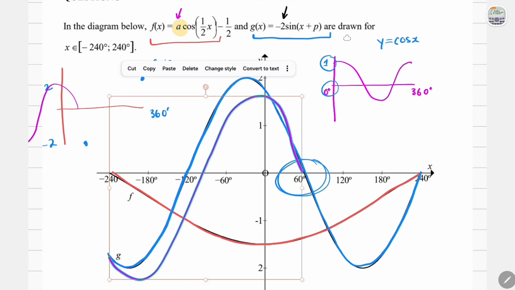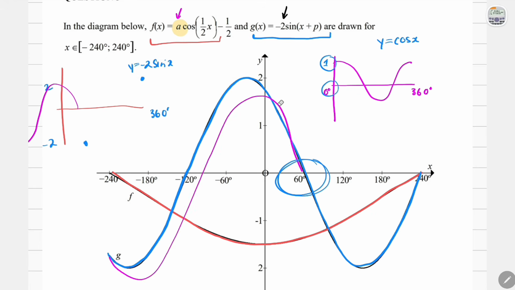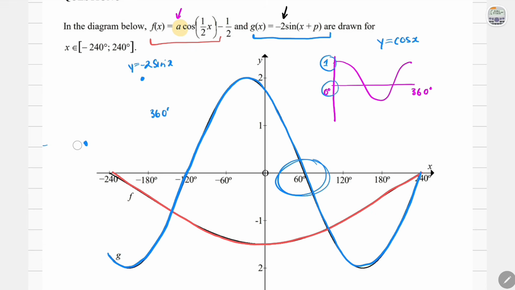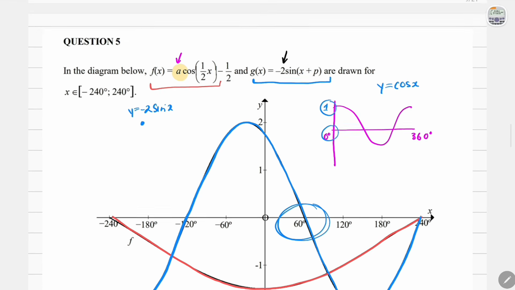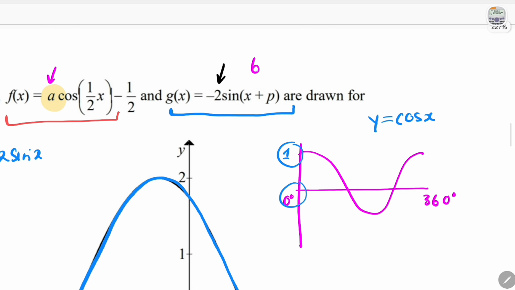Okay, so now that you know it was shifted 60 degrees to the right, we need to interpret this, or tell them at least the value of P. You first interpret it with words. You know that it was 60 degrees to the right.